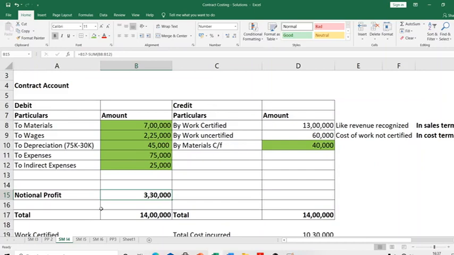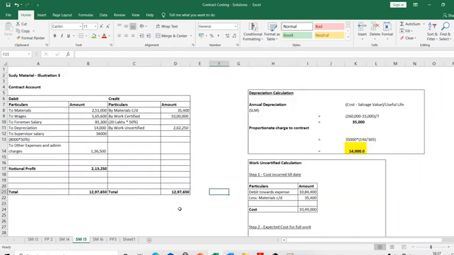Okay, now let me get to the next problem, which is problem number 5, illustration 5 in the study material.